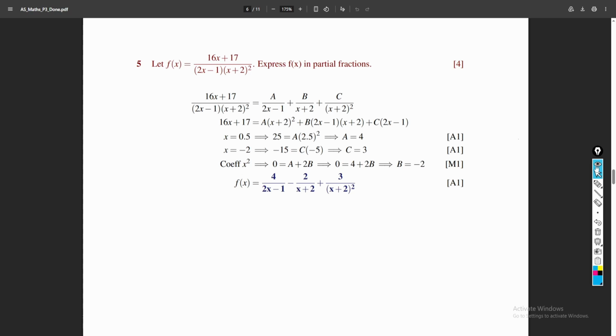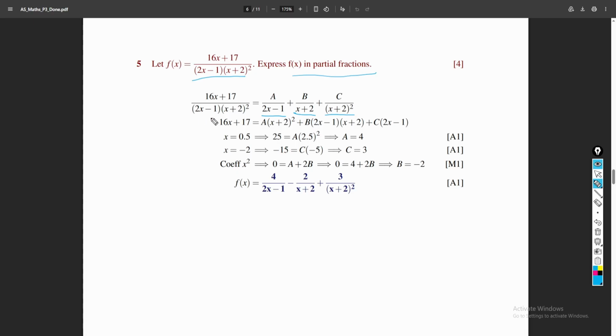So over here we have a partial fraction question. We have this function, and we need to express it in partial fractions. First we need to figure out the form of it. Since these are the denominators, 2x minus 1 will be one of them, and since this part is squared, one will be x plus 2 and the second one will be x plus 2 squared. We need to have both of them.